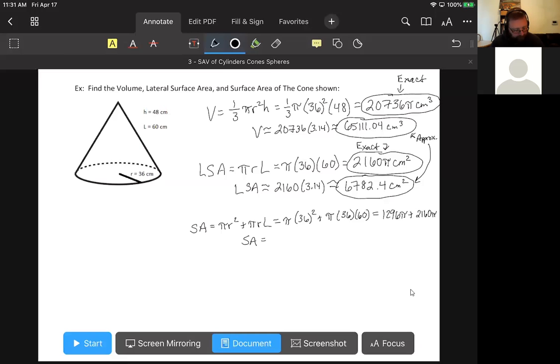2,160 plus 1,296 is 3,456 pi square centimeters, which is our exact surface area.